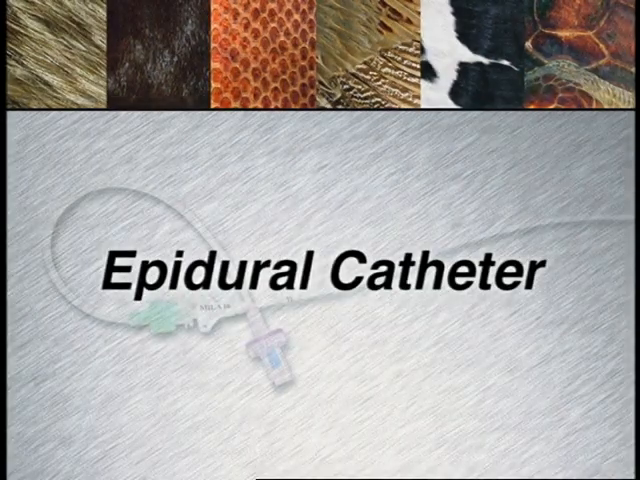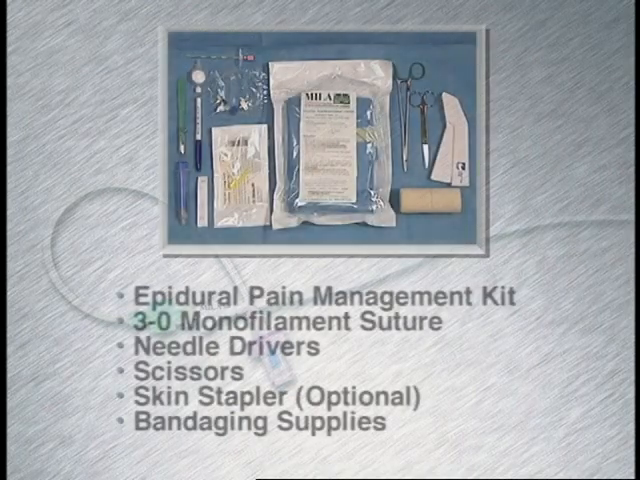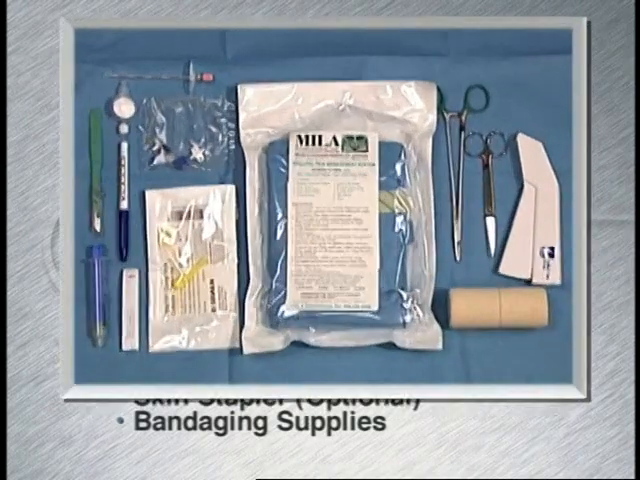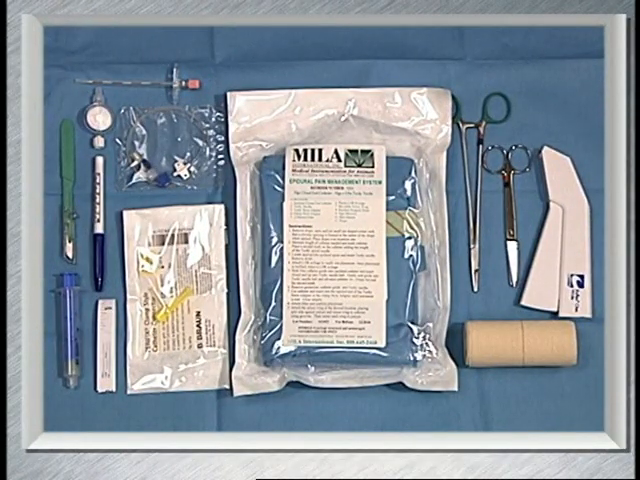This technique will discuss placement of an epidural catheter using the following supplies. Epidural catheters are indicated for analgesia and anesthesia for thoracic, abdominal, or pelvic limb surgery, or long-term pain control for thoracic, abdominal, or pelvic limb pain.